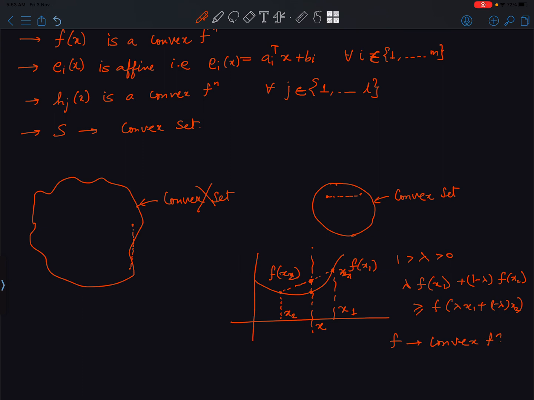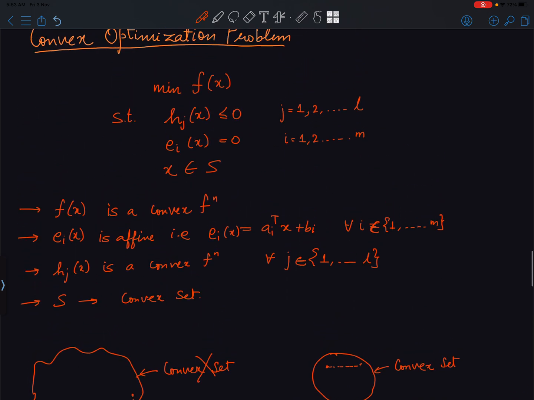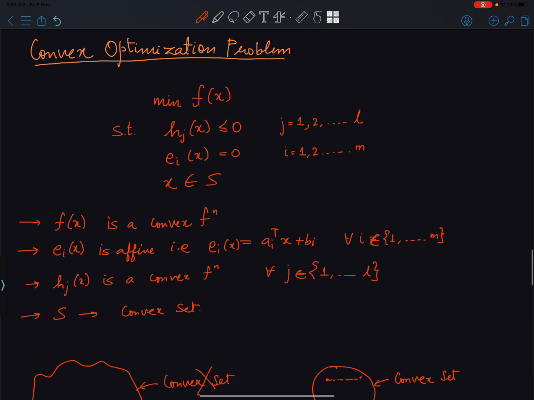Okay, so this is a particular property of this special kind of function, right? Again, I'm just briefly telling you. If you go through a course on optimization, you'll properly understand what convex sets and convex functions are.